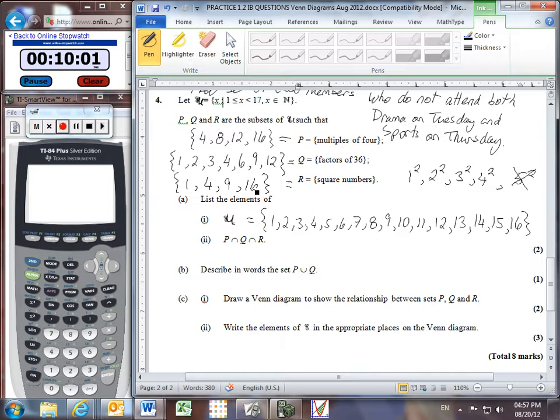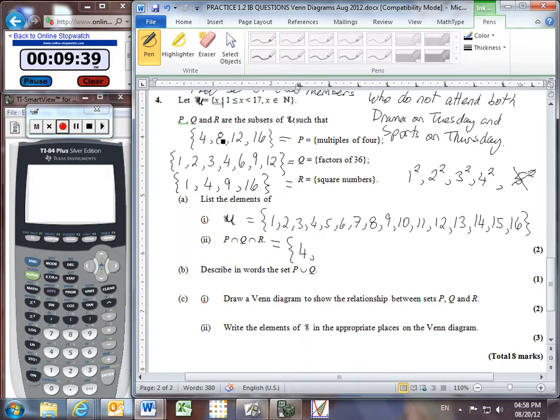Okay, we're finally ready to move on to part II. We're looking for the elements of P and Q and R, that is to say numbers that exist in all three of these sets simultaneously. So let's have a look. Well, we can see that 4 occurs in all three sets.